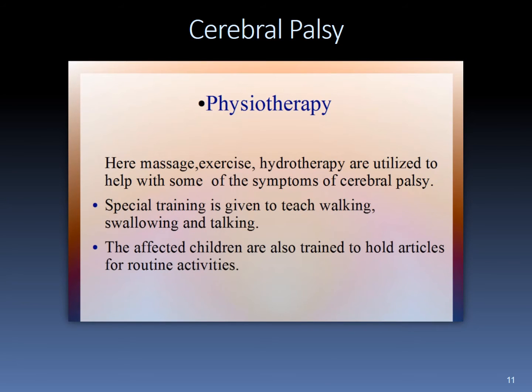Physiotherapy. Here, massage, exercise, and hydrotherapy are utilized to help with some of the symptoms of cerebral palsy. Special training is given to teach walking, swallowing, and talking, and the affected children are also trained to hold articles for routine activities.